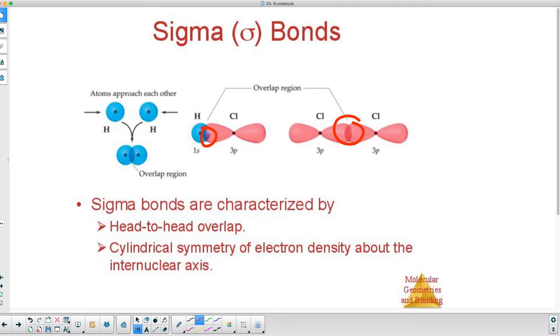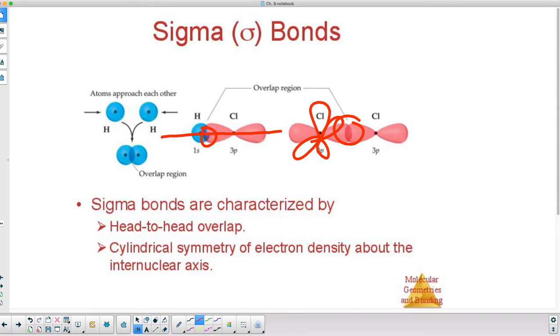Of course, there are other p orbitals for chlorine because chlorine has 5, so 2 out of the 3 p orbitals are filled. So you have one that looks like this and one that goes this way, but it's the end-to-end one. Let me explain what's going on here. So the cylindrical symmetry of the electron density about the internuclear axis. The internuclear axis is the axis that the nuclei are on.